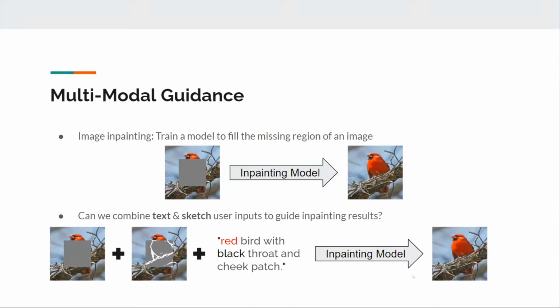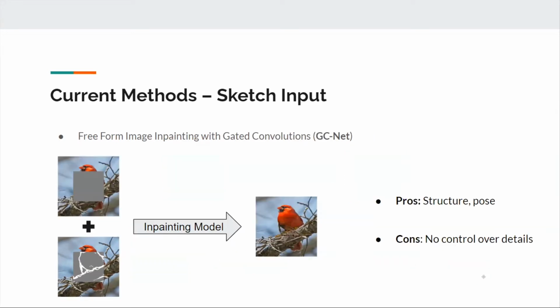One of the more popular methods of image inpainting is to only use the information from the unmasked regions of the image. Another approach is to use a secondary mode of features such as text to describe the image. In this slide, we can see that we are combining the sketch of the image with the masked image and the text and running it through our inpainting model to finally get the result. One of the current methods uses the GCNet model, which combines the sketches with the masked image and runs it through the model to get the final result.